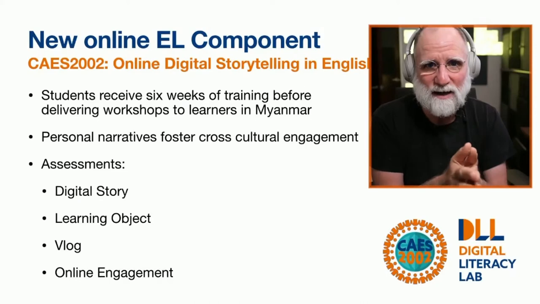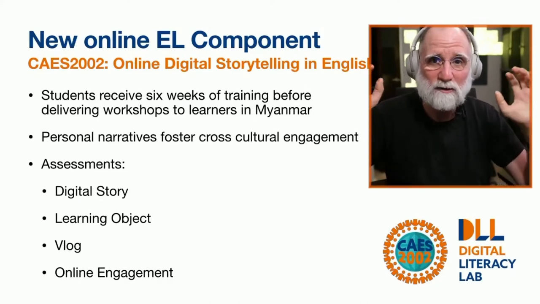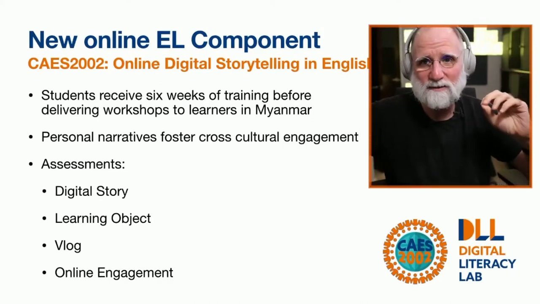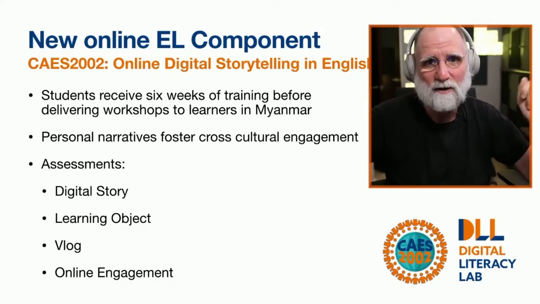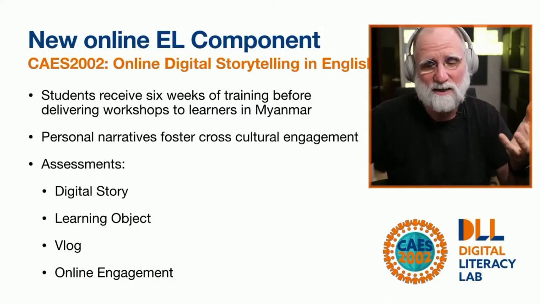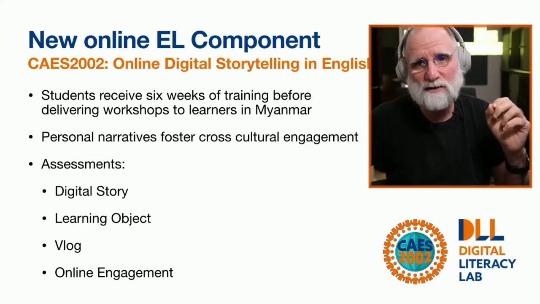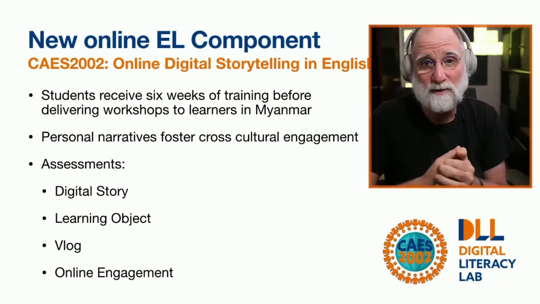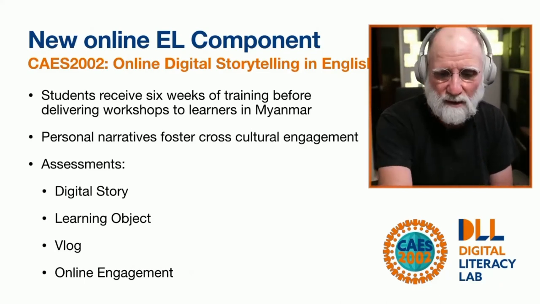The learning object is really a multimodal text that helps their learners figure out how to make digital stories. They create a reflective vlog, and then finally they're assessed on their online engagement, which is really mostly about what they've done in terms of their own teaching.